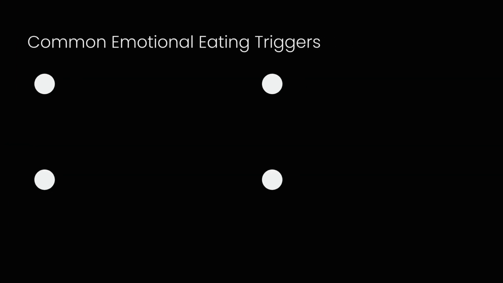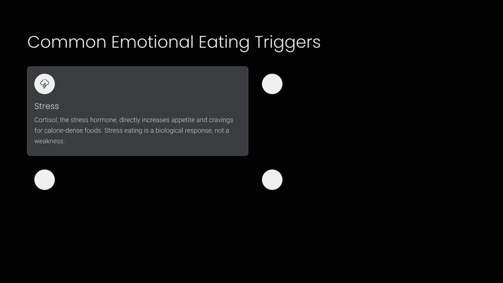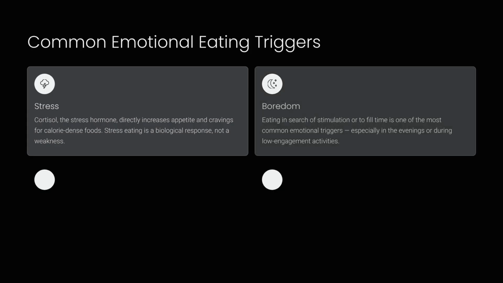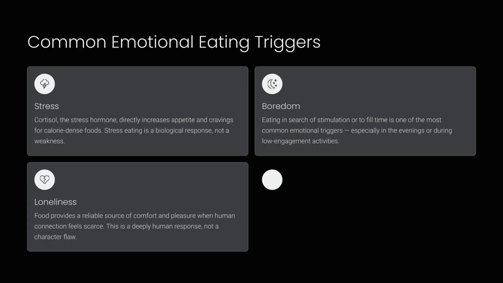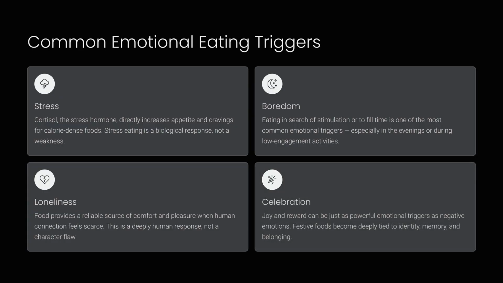Common emotional eating triggers include stress, where cortisol increases appetite. Boredom often leads to eating for stimulation. Loneliness makes food a source of comfort. Finally, celebrations can also be powerful triggers, as festive foods are tied to memory and belonging.